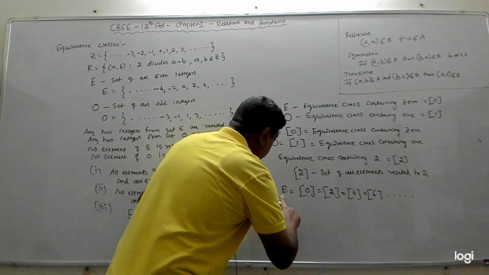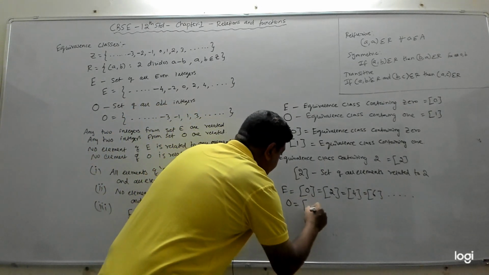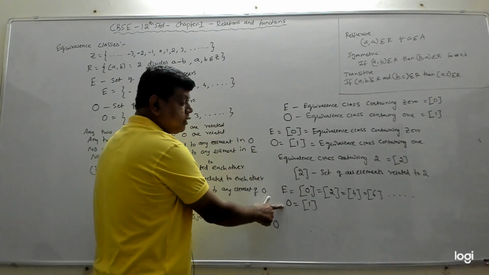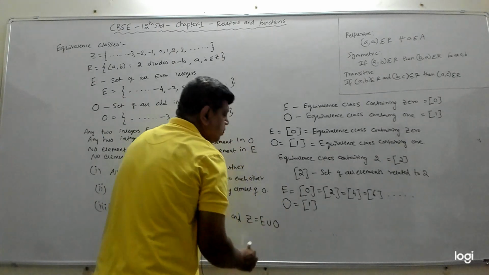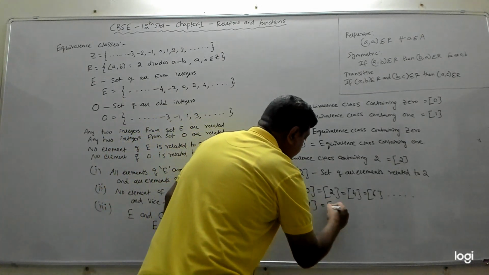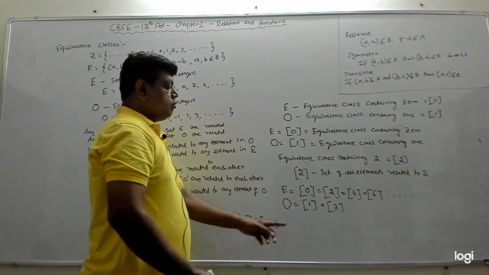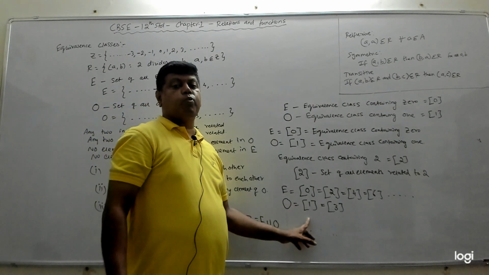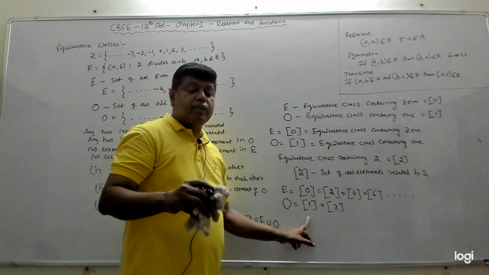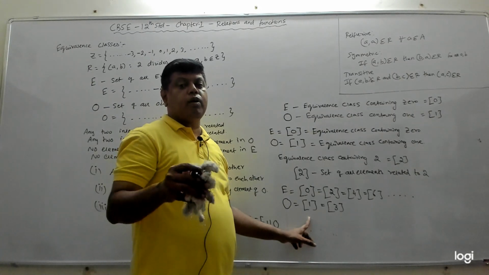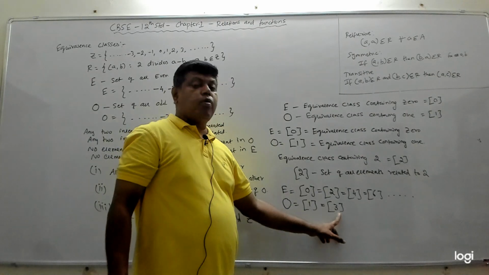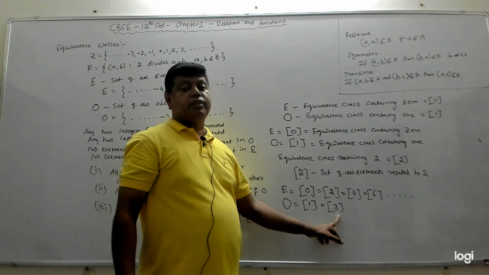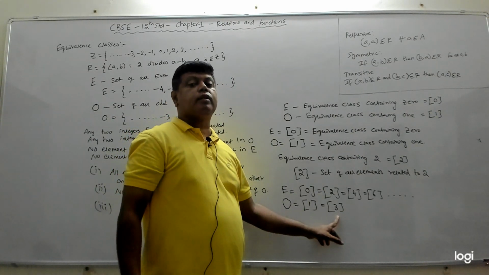In the same way for odd numbers, the equivalence class containing 1. Don't think of this as 0. This means the set of all odd numbers. Box 1 is the same as box 3. Box 1 means the set of all elements related to 1. This is called the equivalence class containing 1. Box 3 means the equivalence class containing 3, which means the set of all elements related to 3.